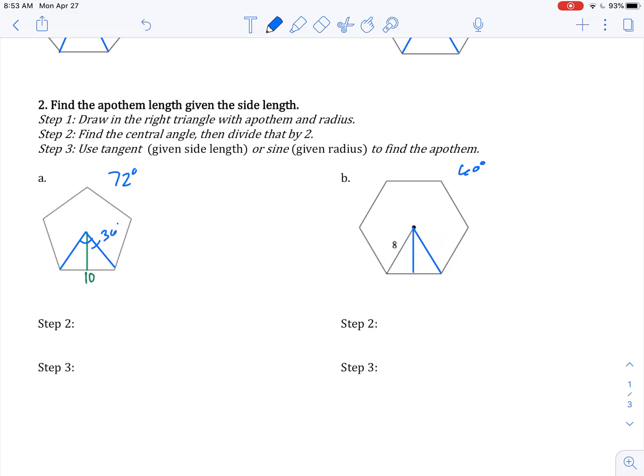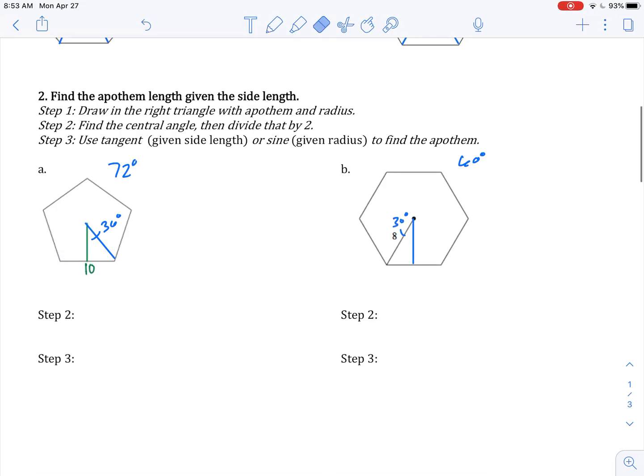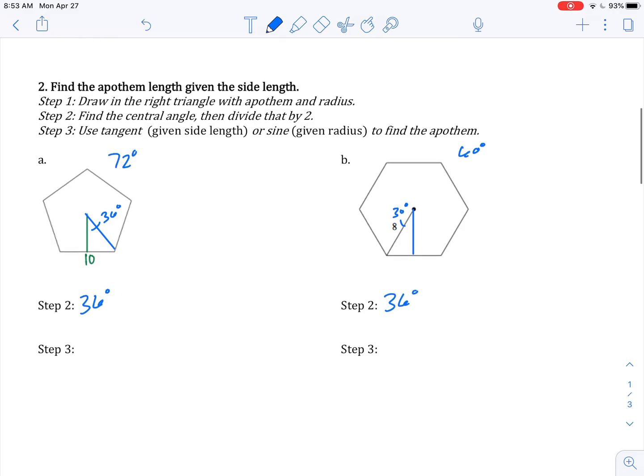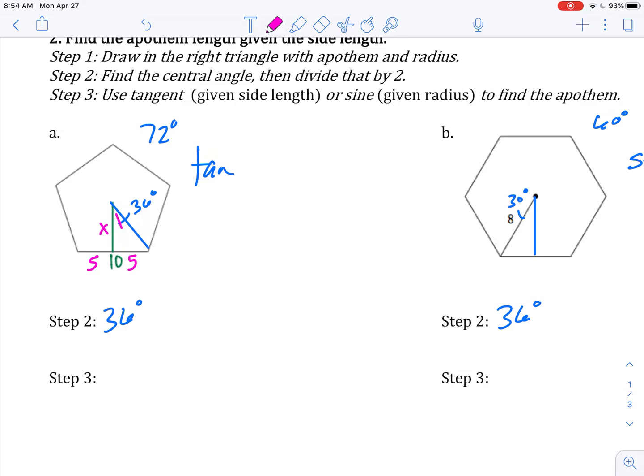So once we found that central angle, this central angle here would be 72 degrees. And this one, as we just found out, was 60 degrees. Once we found that, we're going to draw on our right triangle. We're going to cut that central angle in half. So this is 36. This is 30 degrees. And we're just going to forget about that other half. So that's 36 degrees, 36 degrees.